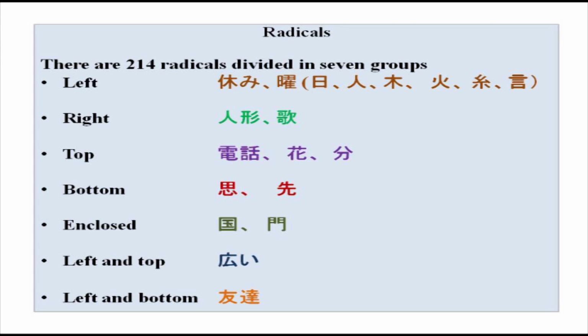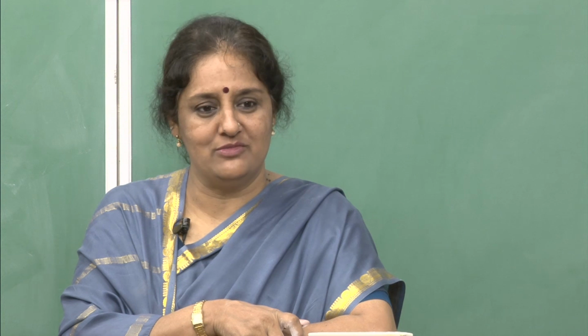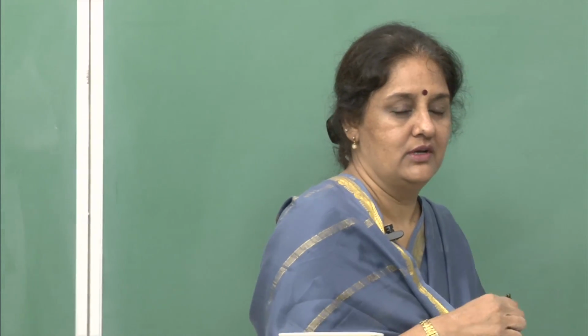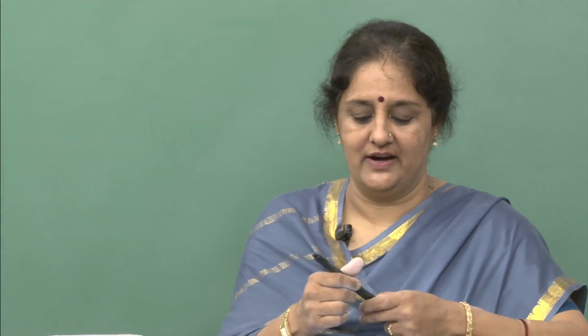I am sure by now you are a little comfortable with radicals and what it means, how it is written. There are different names of course for these radicals, and as you can see there are about 214 radicals divided into 7 sections, 7 groups, and I just now told you where all the radicals can be in a kanji. Why these are important? That also you know.